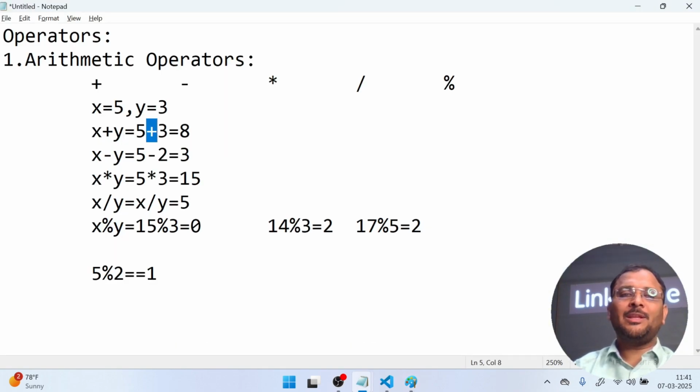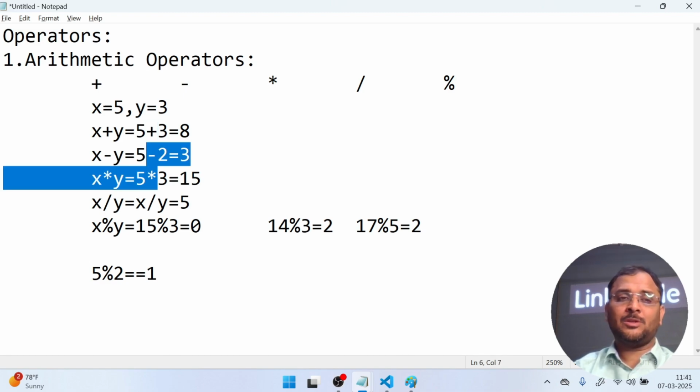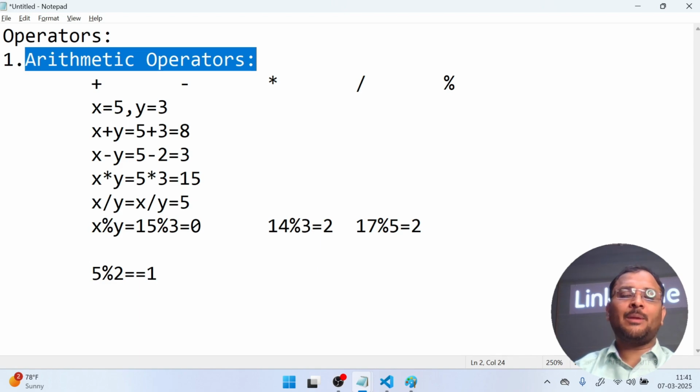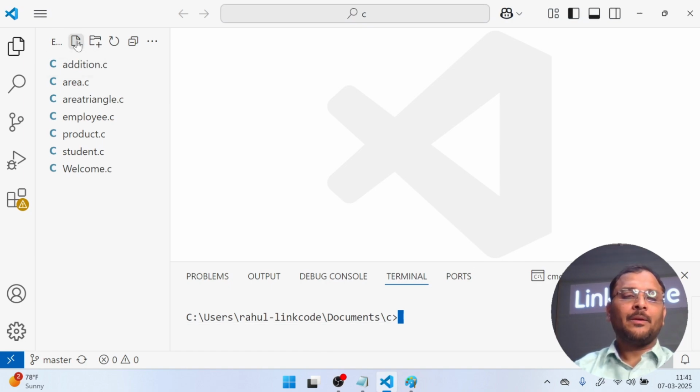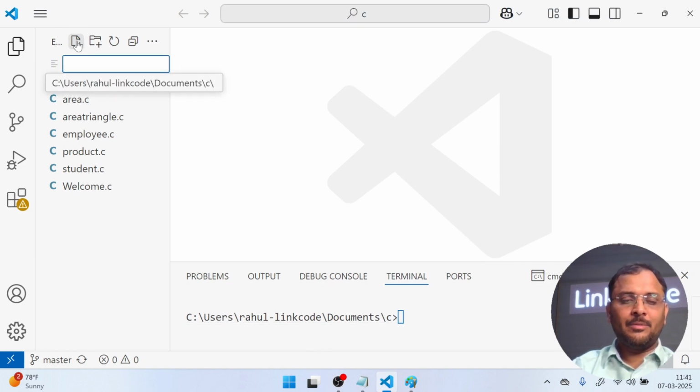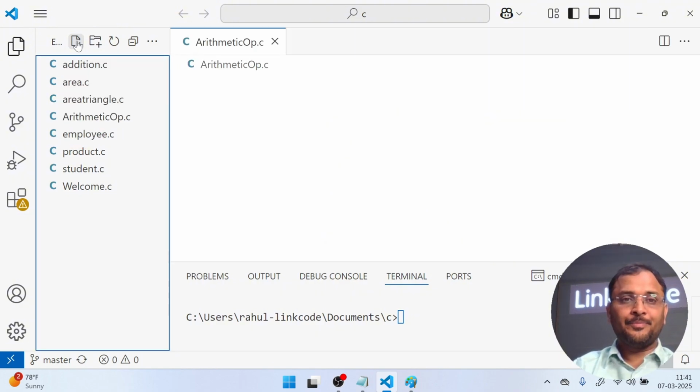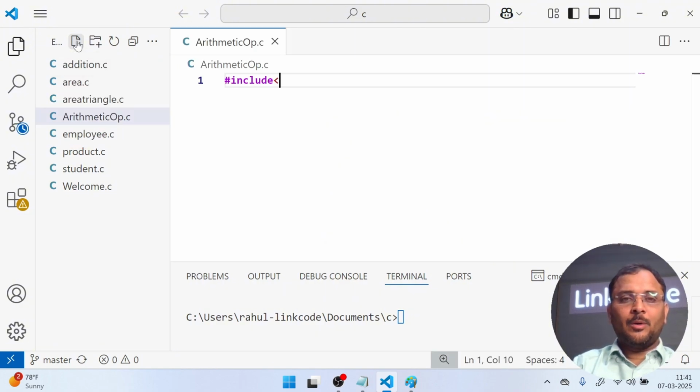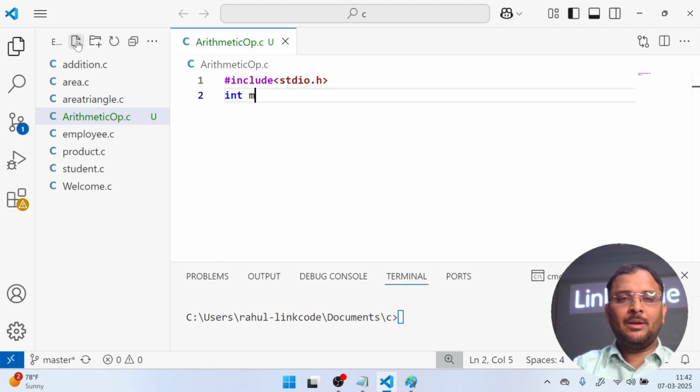So plus is a binary operator, minus is a binary operator, multiplication is a binary operator. It means all arithmetic operators are binary operators. Let's understand this with an example. I am taking the example for arithmetic operator dot C, so that you can understand arithmetic operators properly.